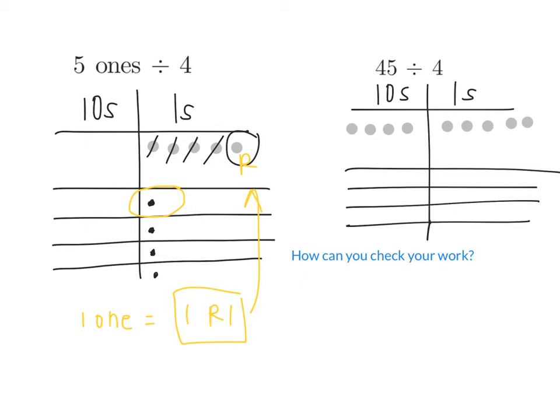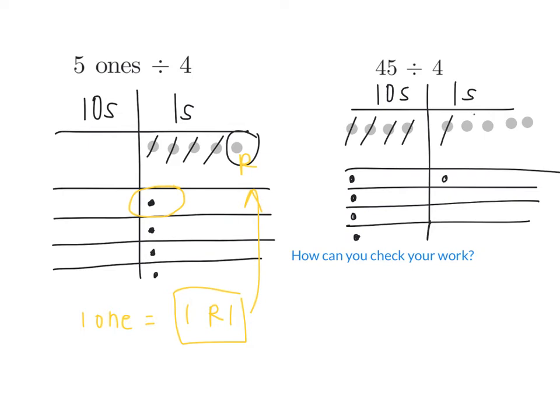Okay, let's start sharing. I can put this 10 into this group. This 10 goes into the second group. This 10 goes into the third group. This 10 goes into the fourth group. Perfect. 4 10s, 4 groups, 1 10 into each group. I'm done with that part. Let's move on to the 1s.